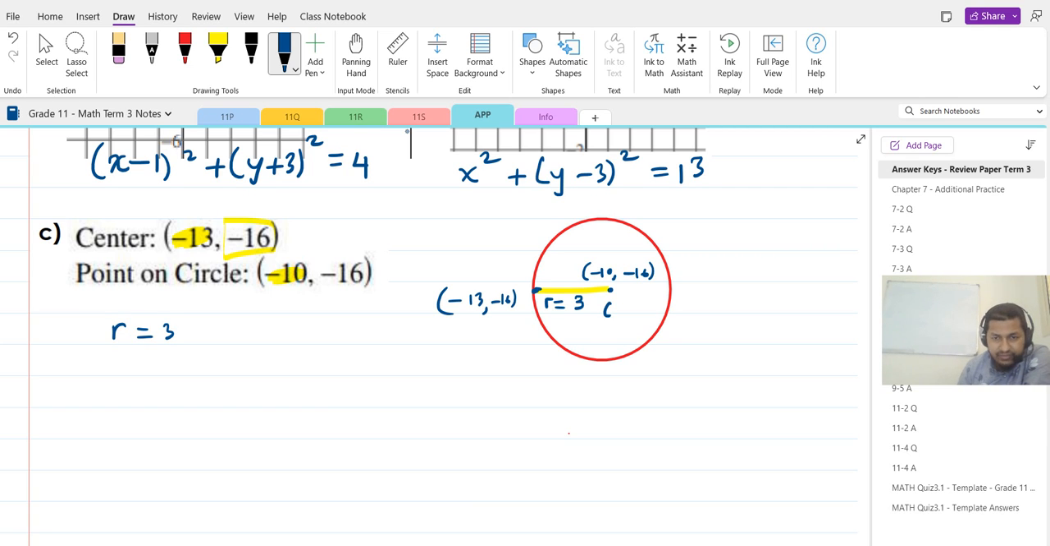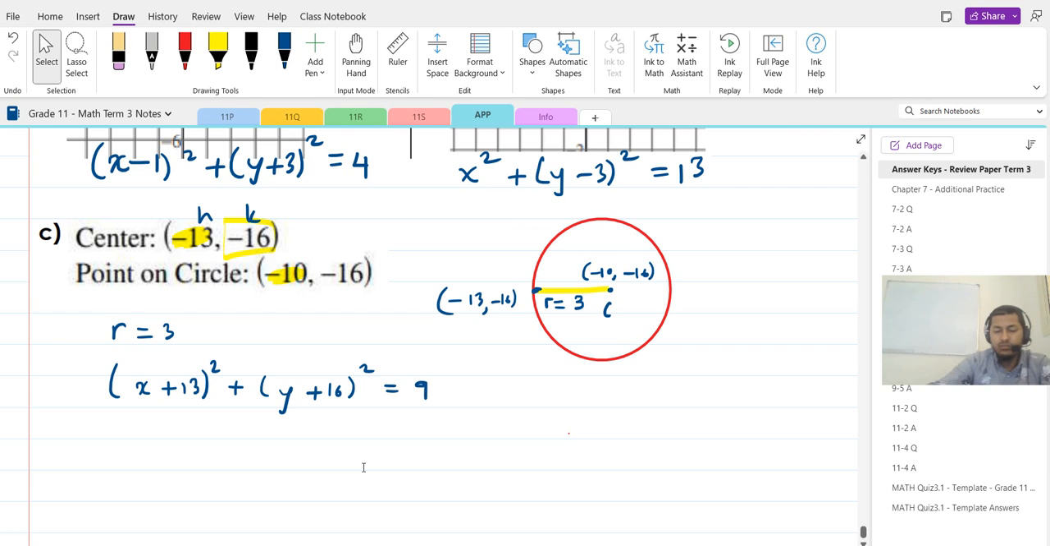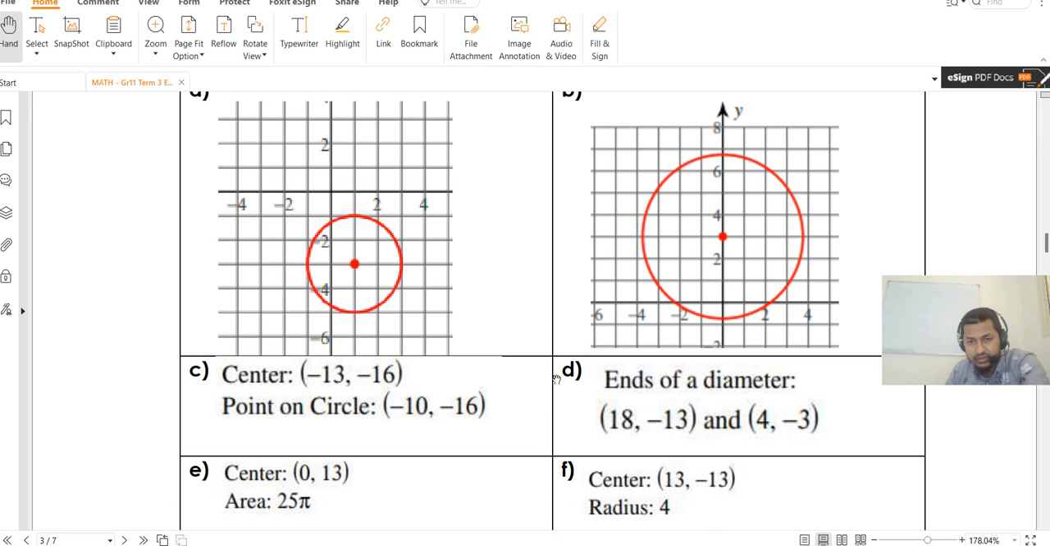How did we find that? From negative 13 to negative 10. So we're going to find the equation (x plus 13) squared, because that's the center h, that's k, plus (y plus 16) squared equals r squared, which is 3 squared, which is 9. Remember, r squared is equal to 3 squared, which is equal to 9. That's how we get the 9 there. Next problem. Ends of diameter.